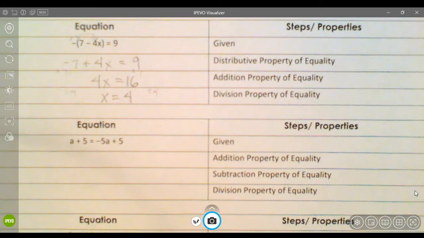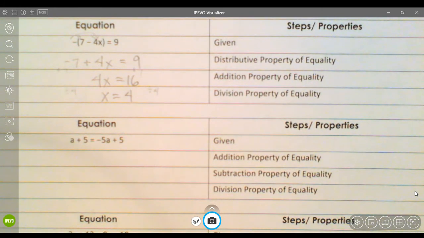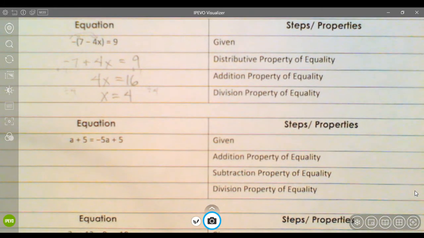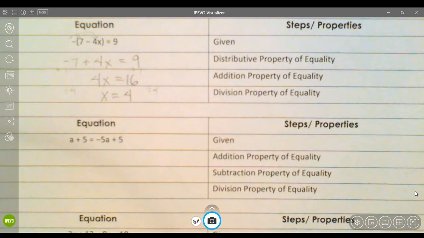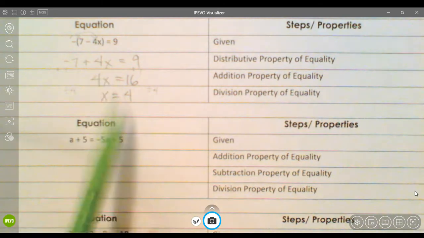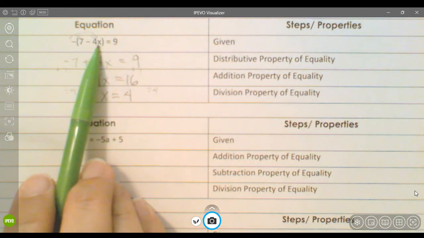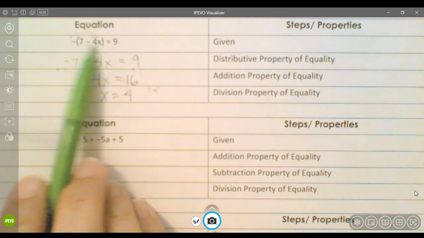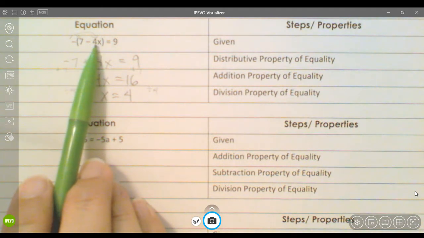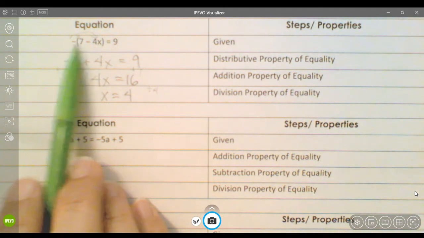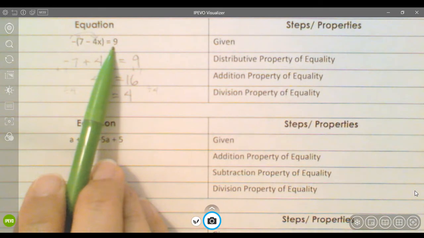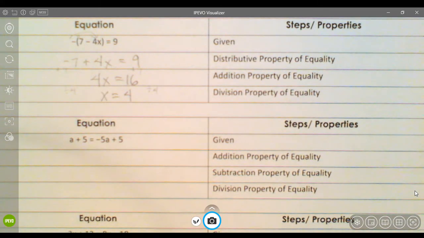By the way, I hope that you are checking these as you go. You know what I mean? Make sure that you are plugging into the original. Let x equal 4. What's 4 times 4? 16. What's 7 minus 16? -9. What's the opposite of -9? 9. Check. It works. All right.